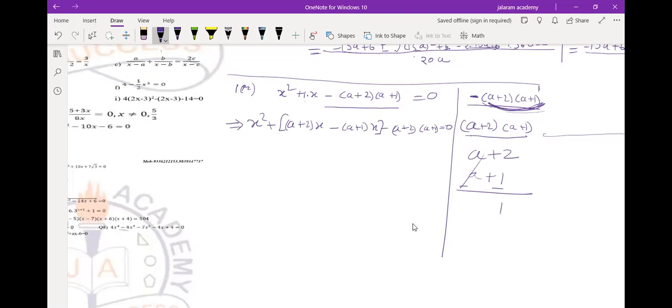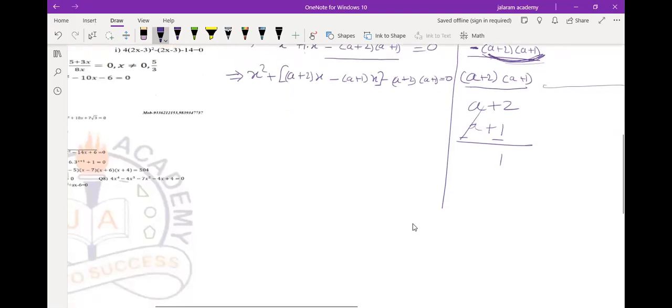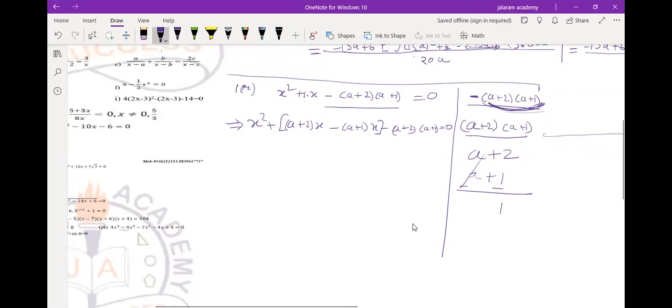Is there any doubt in this line? Instead of copying, you have to ask your doubts. As I am telling you everything, there is no need to copy. Tell me your doubt if you have any. Have you all understood this line or not? Yes, understood. If anyone has doubt, then raise your hand.